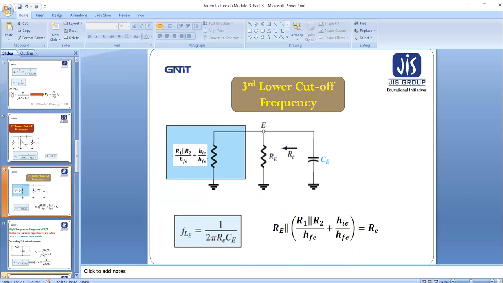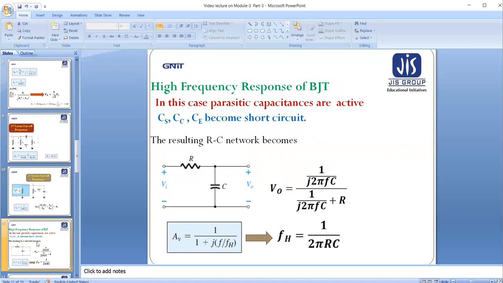Now the question is which is the actual cutoff frequency? I will discuss that in the next slides, but before that, let us move into the high frequency response. Just keep in mind that after the low frequency response, we get three different frequencies: the first lower cutoff frequency at the base terminal, the second lower cutoff frequency at the collector terminal, and the third lower cutoff frequency at the emitter terminal.